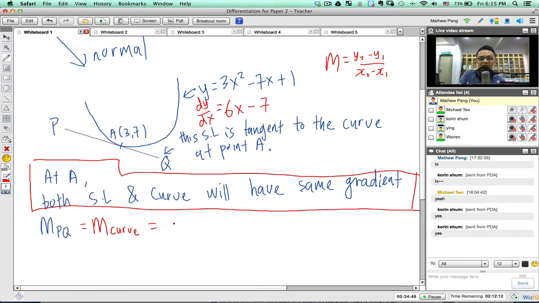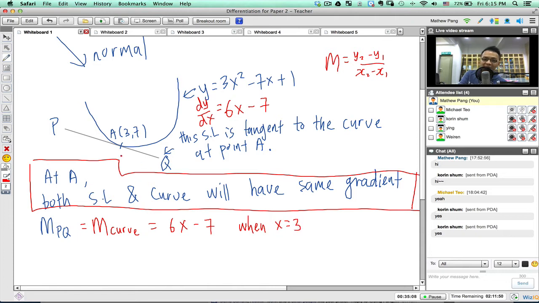So the gradient of the curve is 6x minus 7. But then, yes, you might have one question: 6x minus 7 doesn't seem like a gradient. Yes, it is not yet a gradient. It is the gradient function. So if you want to know what the gradient is, you have to substitute the x value over here. We know at A, x equals 3.